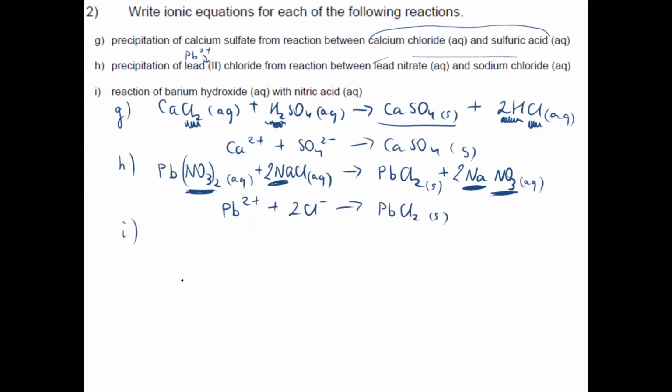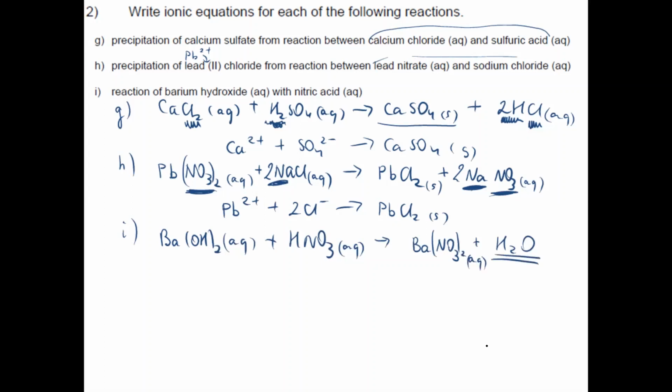And I, which is the last question, reaction of barium hydroxide with nitric acid. So we've got Ba(OH)2 aqueous plus HNO3 aqueous. Barium is in group 2, so that's why it's (OH)2. And what do you get? You get barium nitrate, plus water. Now, barium nitrate, all the nitrates are soluble, so that's going to be aqueous, and water is the only other thing, right?